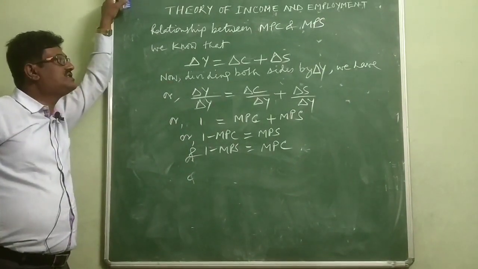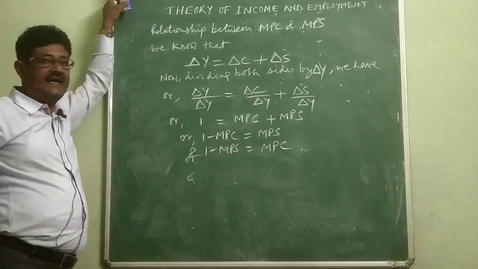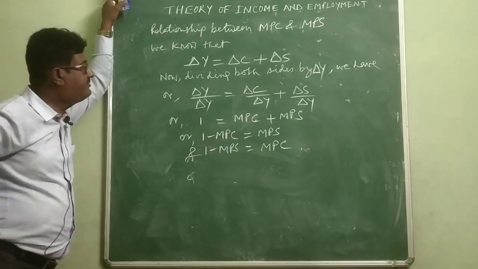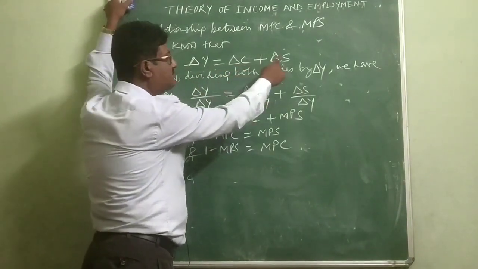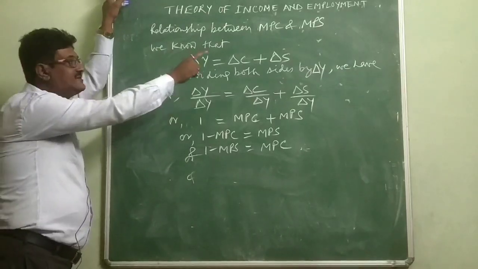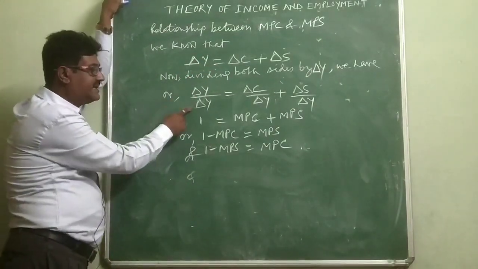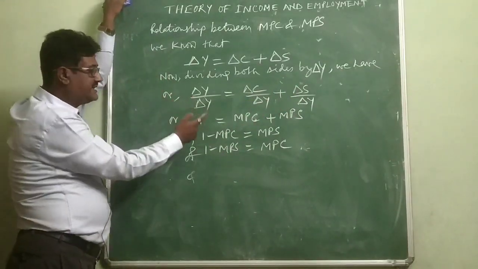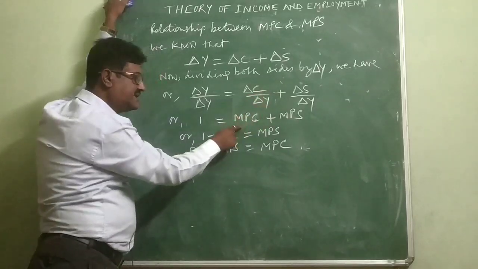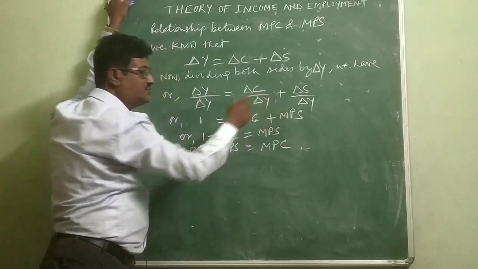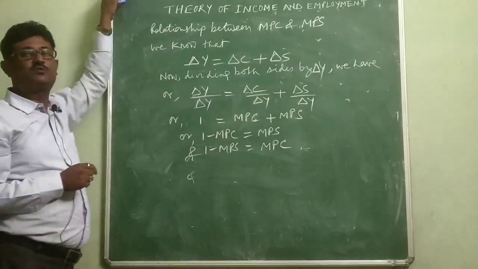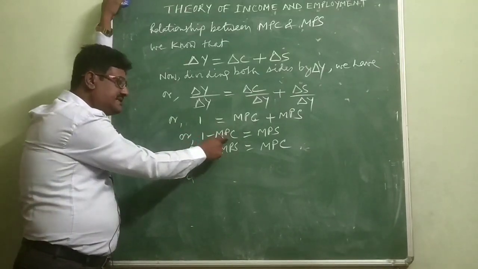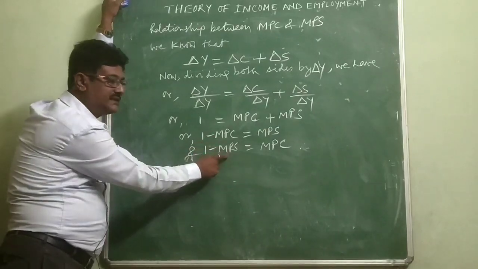Now let us discuss the relationship between MPC and MPS. We know that a part of additional income is spent on consumption and a part is saved. Therefore, change in income will be equal to change in consumption plus change in savings. Now, dividing both sides by delta Y, we have delta Y by delta Y is equal to delta C by delta Y plus delta S by delta Y. Delta Y by delta Y gives you 1. Change in consumption to change in income gives you MPC, and change in savings to change in income gives you MPS. So the sum of marginal propensity to consume and marginal propensity to save is always equal to 1. Or 1 minus MPC is equal to MPS and 1 minus MPS is equal to MPC.